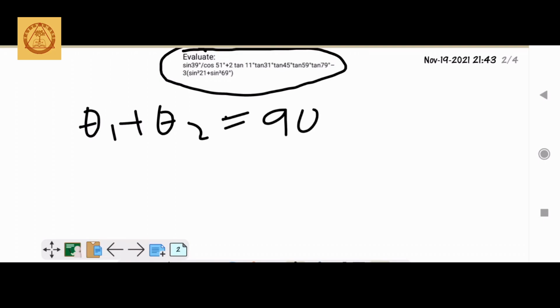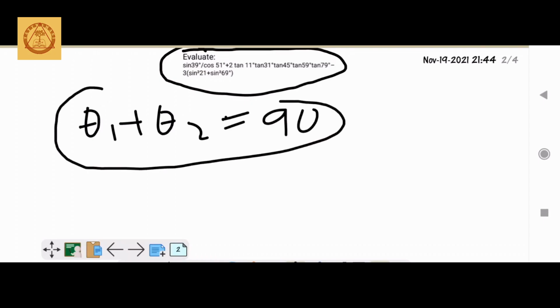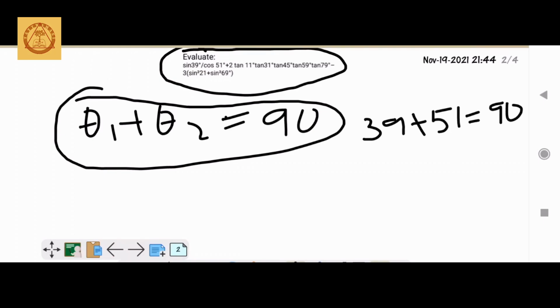In any type of problem where you add theta 1, like sine, or whatever it may be, cos or tan, where you can see that theta 1 plus theta 2 is equal to 90 degrees, as here 39 plus 51 is equal to 90, here we don't need to do anything.